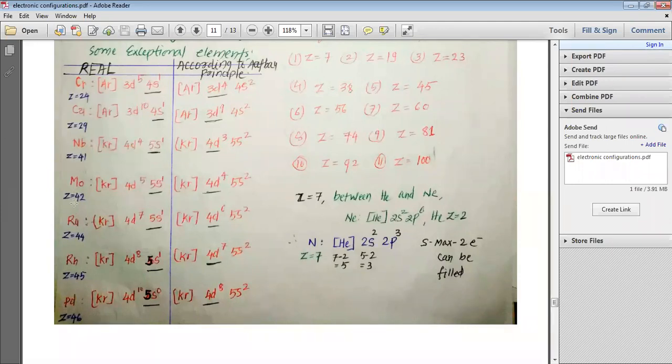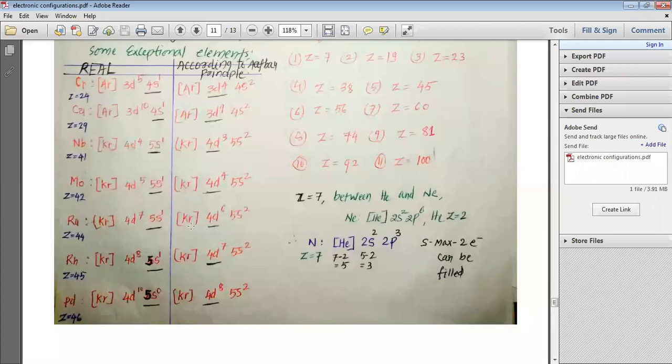Same way in molybdenum, you can see the atomic number is 42. Krypton, it should be krypton 4d4 5s2, but instead of 4d4 it turns into 4d5, and the electronic configuration of molybdenum, Z equal to 42, is krypton 4d5 5s1, because the electron from 5s goes to 4d to make it more stable, 4d5.